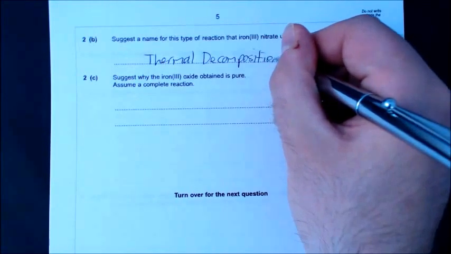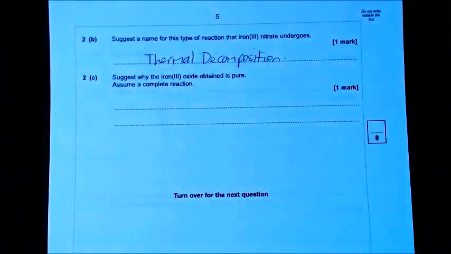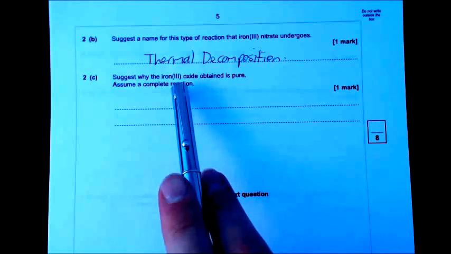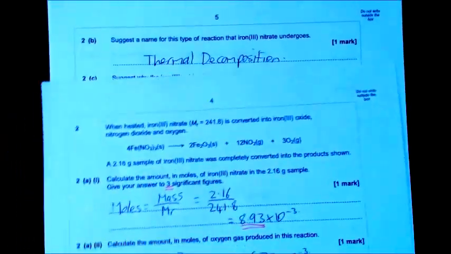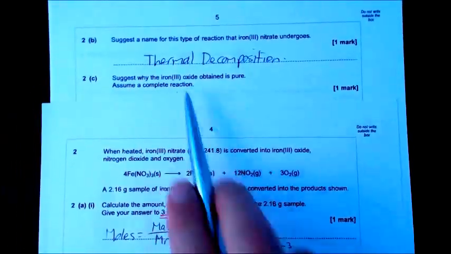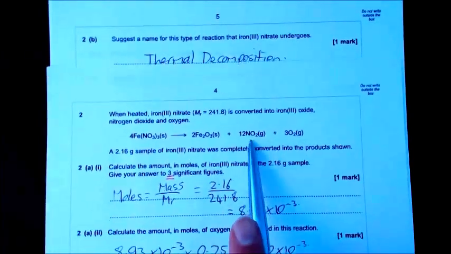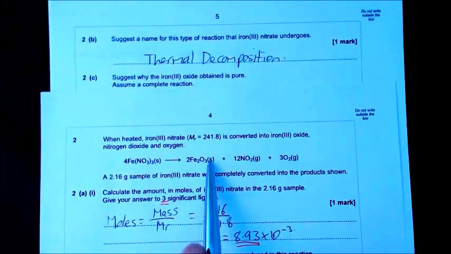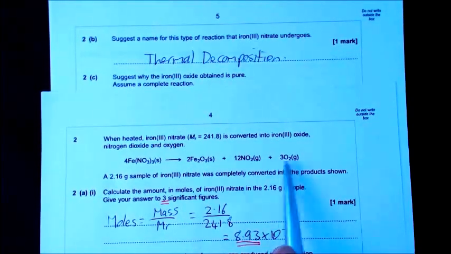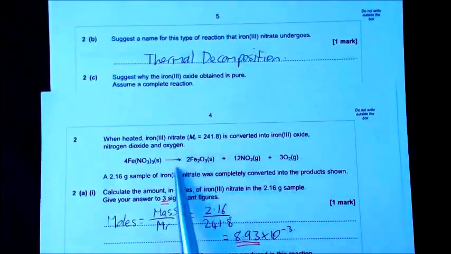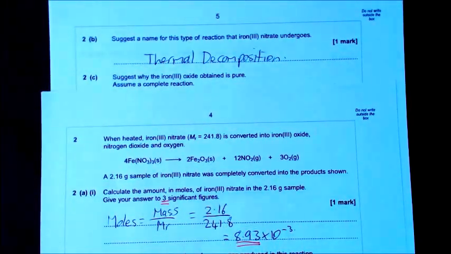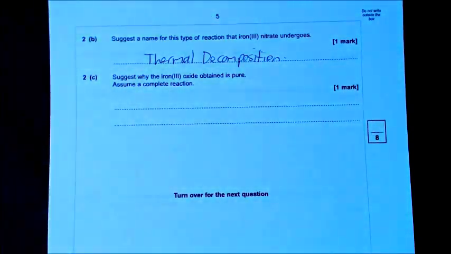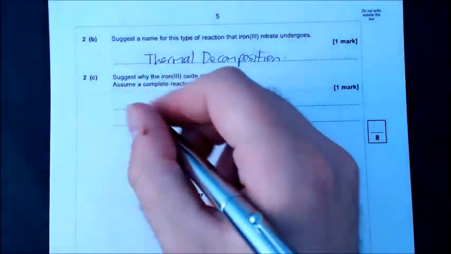All right, okay. And 2C, which is the last bit for question 2, says suggest why the iron 3 oxide obtained is pure, assume a complete reaction. So again, if I bring back our equation, you can see here that we've got iron 3 oxide. Our other products are actually gases, so these will escape, and it will only leave this behind, which is a solid. So really, you need to be looking at the state symbols to help you with this one. And so that is your final answer. So the answer is actually other products are gases.